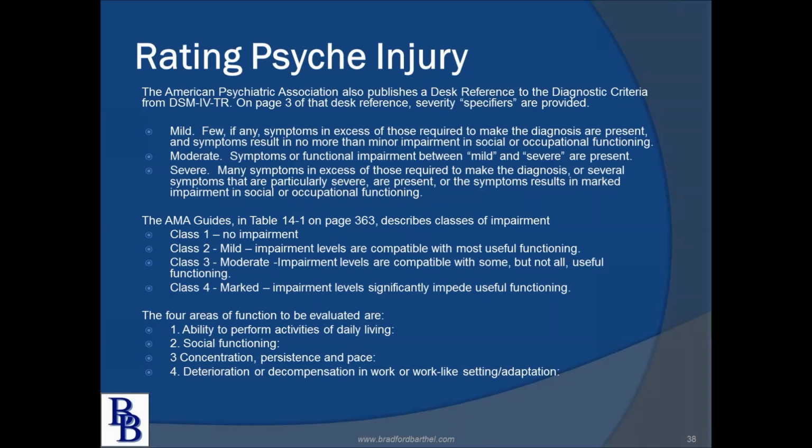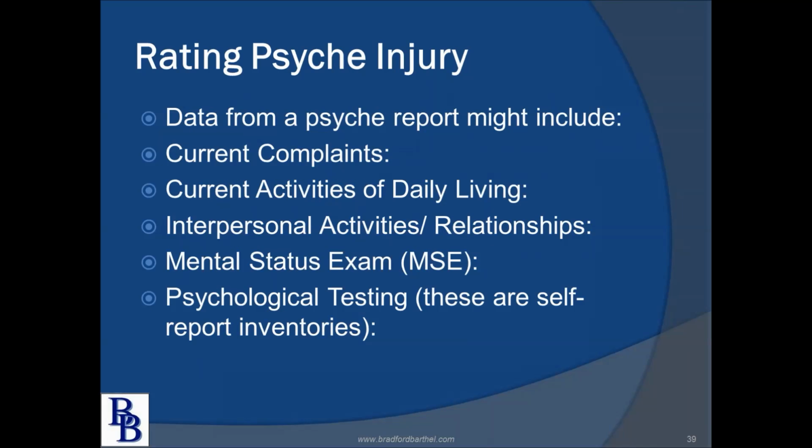And the 4 areas of function: ADL, social functioning, concentration, deterioration, compensation. So there are some guidelines as to what the doctor should be reviewing. And here's some of the data that you might expect from a doctor in a psych report: current complaints, activities of daily living, interpersonal activities and relationships, mental status exam, psychological testing. Psychological testing are all self-reported inventories from the injured worker.